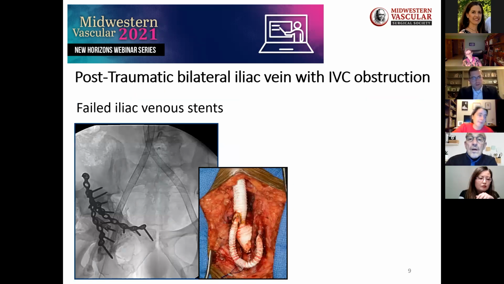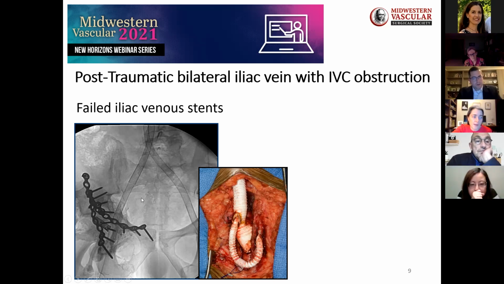This is an example of a case of a post-traumatic bilateral iliac vein with IVC obstruction. You can see here that the patient had double barrel wall stents placed within the IVC, extending down through the common iliac veins. Unfortunately, that endovascular case had actually failed for this patient, and the patient came with occluded stents within the iliac veins and the IVC.